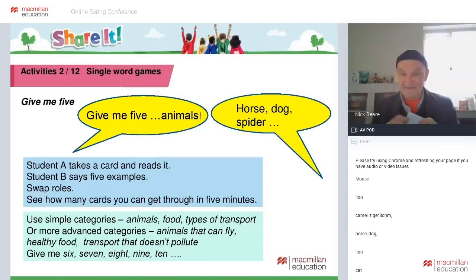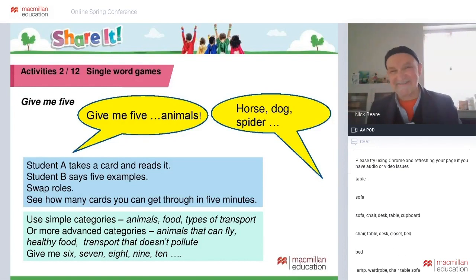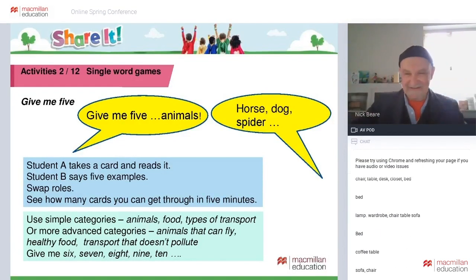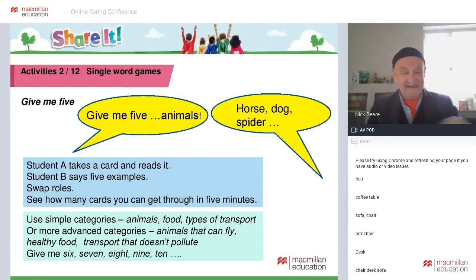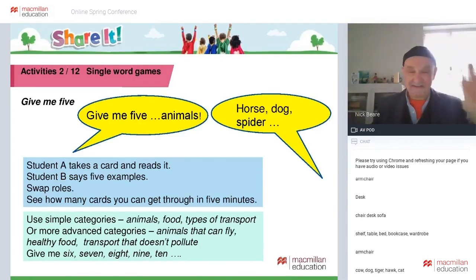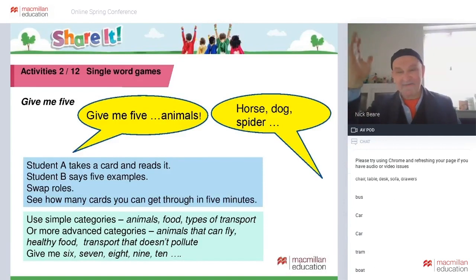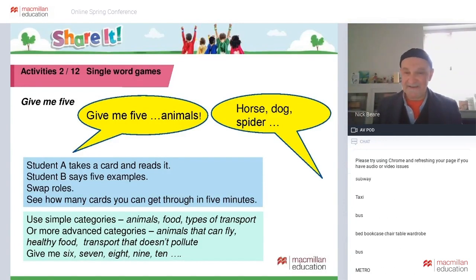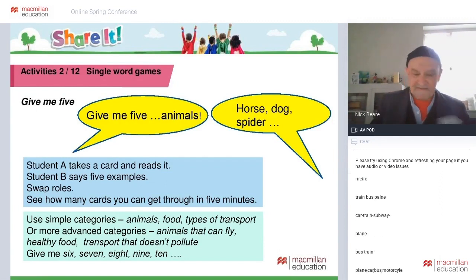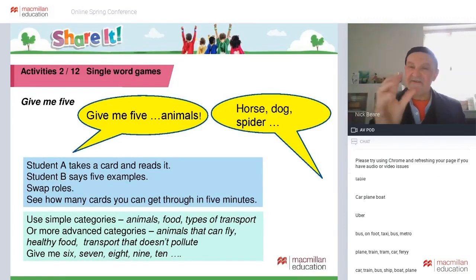Pick up a card. It says furniture. Okay, give me five furniture words. Five furniture words. Table, chair, five. Yes, everybody says table, chair, sofa. Those are the ones that always come up. Whoopee, well done, hooray. And on to the next one. Types of transport. So student A would say, give me five types of transport. Brilliant. Look at this. You are quick. Well done. Just carry on and on.